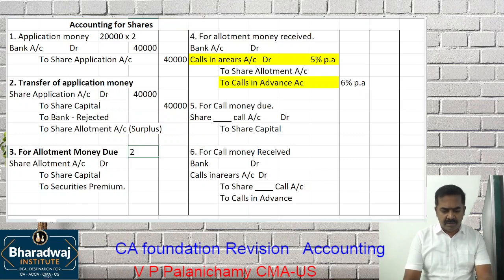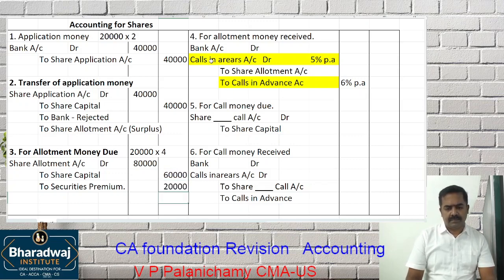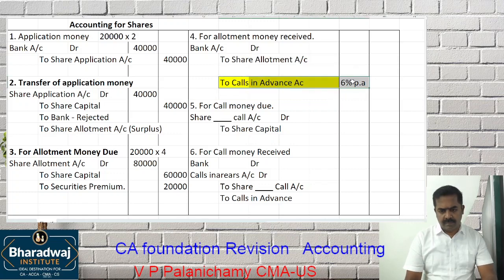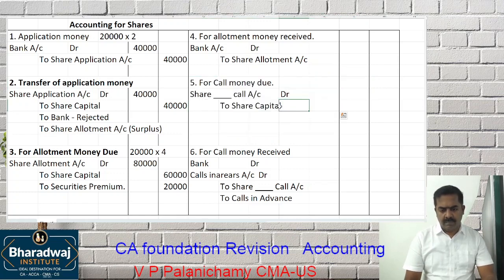For allotment money due, 20,000 into 4, total amount 80,000. The capital will be 3 rupees, 20,000 into 3, 60,000, and the 1 rupee will be premium. At allotment, there are no calls in arrear or calls in advance. We collect full money.